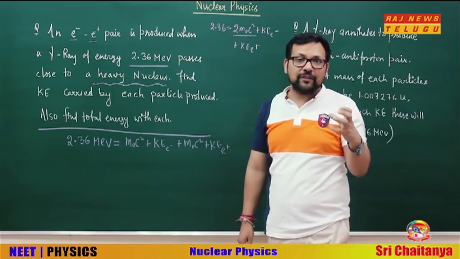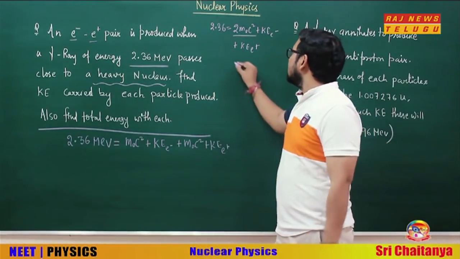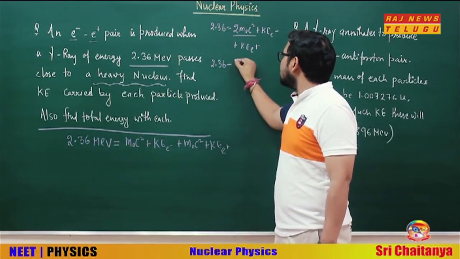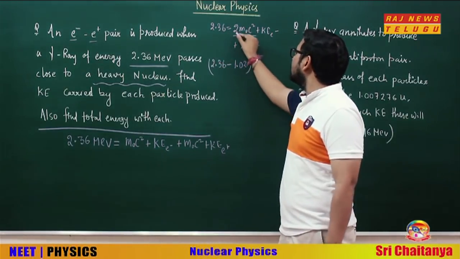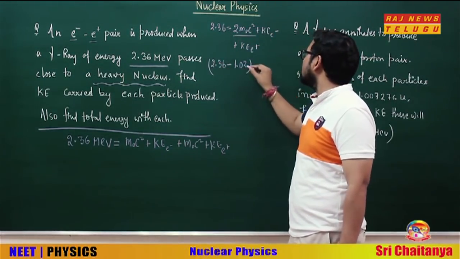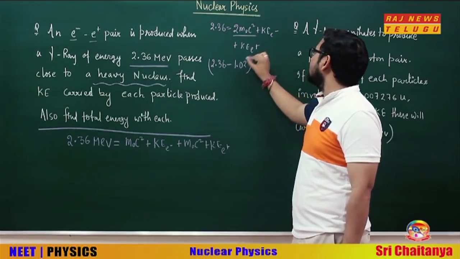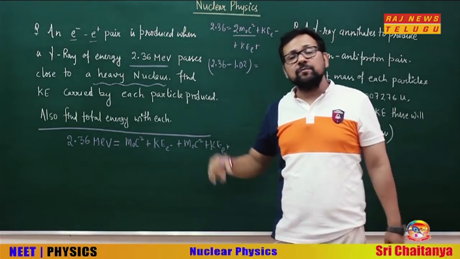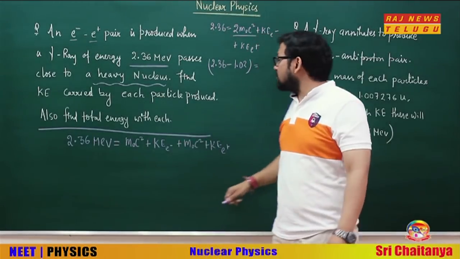You can recheck with the topic pair production and pair annihilation. Okay, so this is 2.36 minus 1.02. This is the value of 2m naught c square, 1.02. This is equal to the kinetic energy of electron and kinetic energy of positron, but these two energies of electron and positron in pair production are almost equal. So these two are equal.